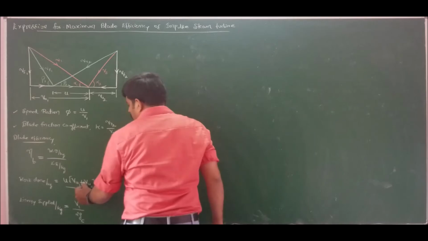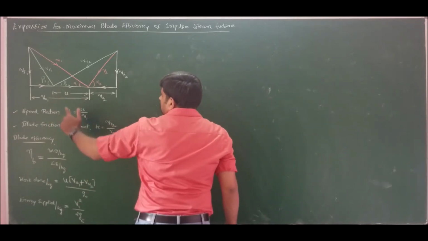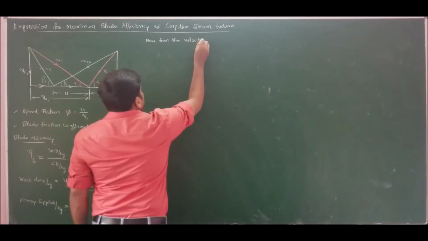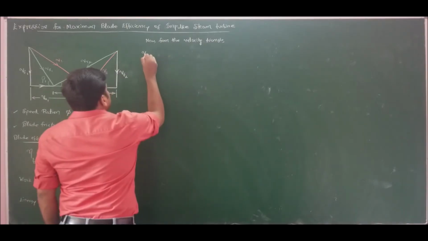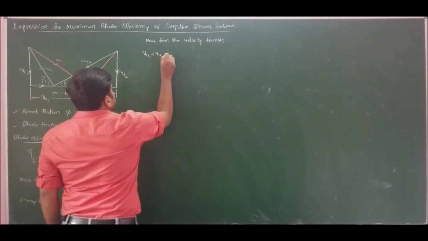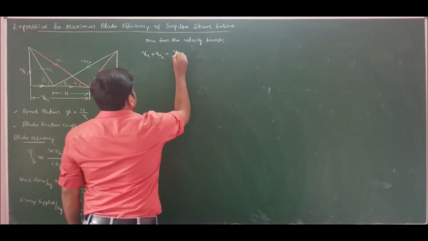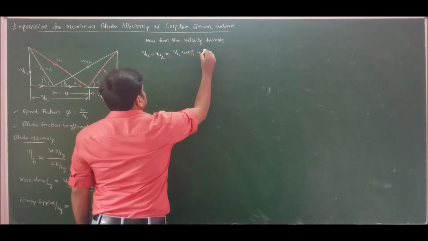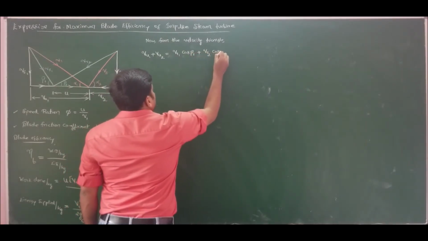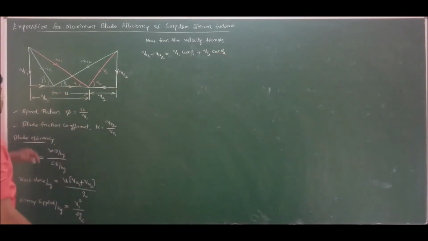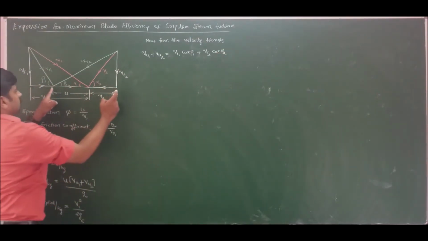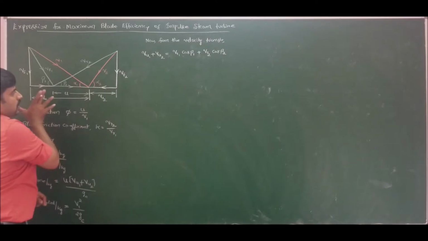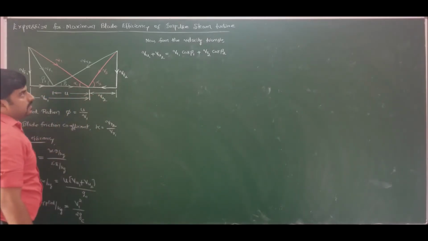Now, Vu1 plus Vu2 is the overall length of the diagram. So Vu1 plus Vu2 can also be written from the velocity triangle as Vr1 cos beta 1 plus Vr2 cos beta 2. So Vr1 cos beta 1 plus Vr2 cos beta 2 is equal to Vu1 plus Vu2, which is also equal to the overall length of this combined velocity triangle.